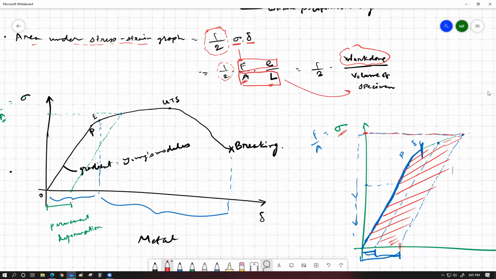The reason I'm trying to show you this is, disregard the presence of the half over here. This is just a geometric, area-based constant. The point that I'm trying to highlight is that the area under the stress-strain graph actually gives us the work done per volume of specimen. In other words, we can say that it is the energy stored per volume of the specimen while it is undergoing permanent deformation.